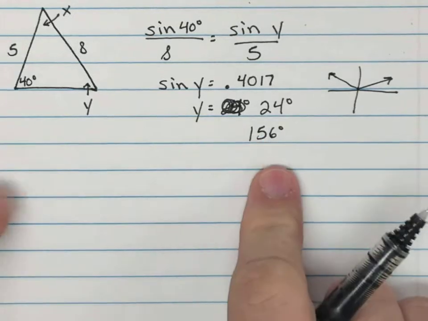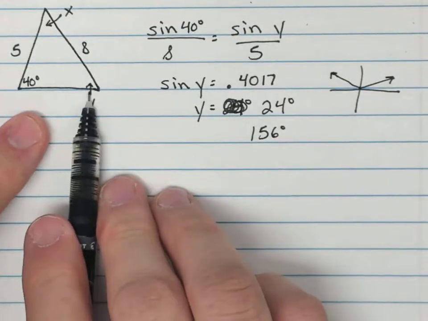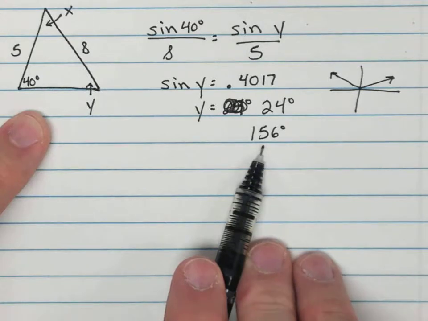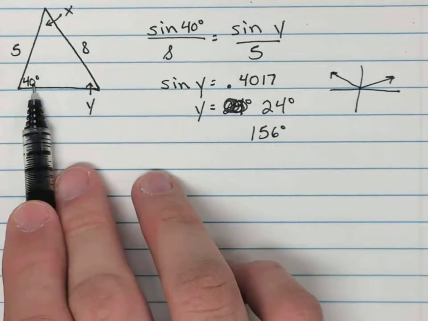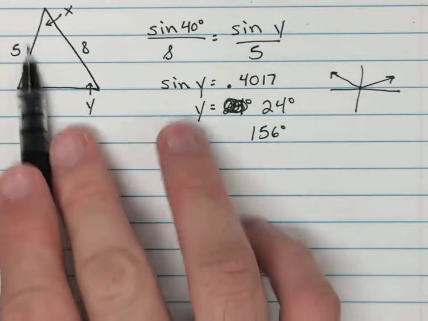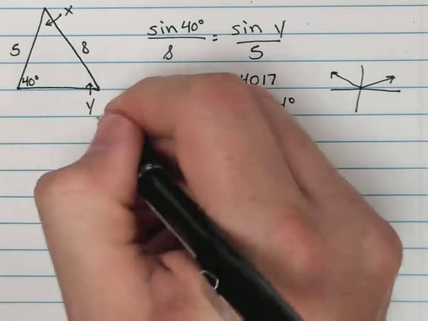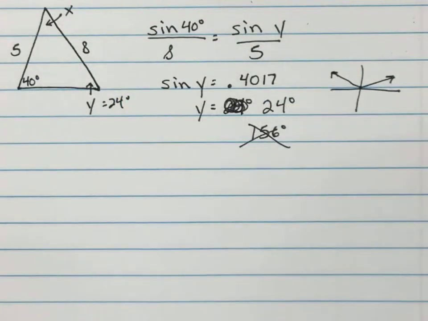But I want to show you something. Y could be 24. We're okay with that. Y cannot be 156. Because if this is 156 degrees and this is 40 degrees, you're already well over the 180 degrees of a triangle. So we can actually throw that one out. So Y is 24 degrees.